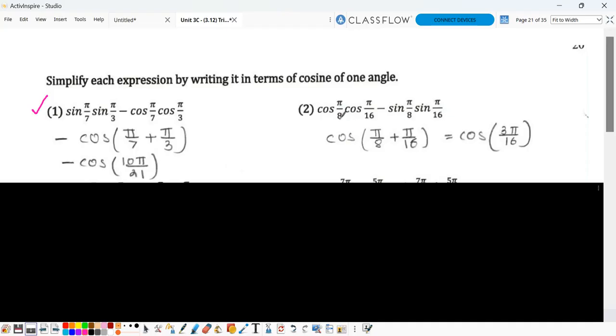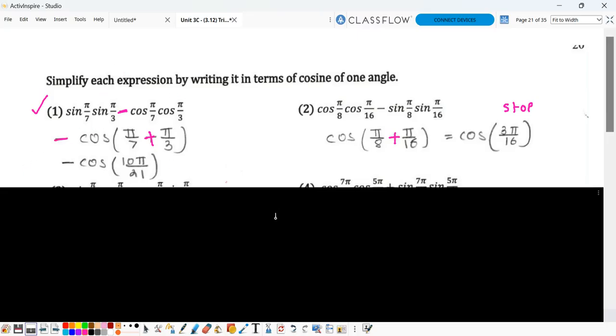Okay, so this is cosine, cosine, sine, sine. So it's a cosine. Pi over 8, pi over 16. Cosine gets the opposite sign. That means add. And 3 pi over 16 is not on the unit circle. You stop here. Pi over 7, pi over 3, you are supposed to add. How do you know this is a plus? Because this is minus. Why is this minus? Because the cosine, cosine formula is backward. That's why this is minus.